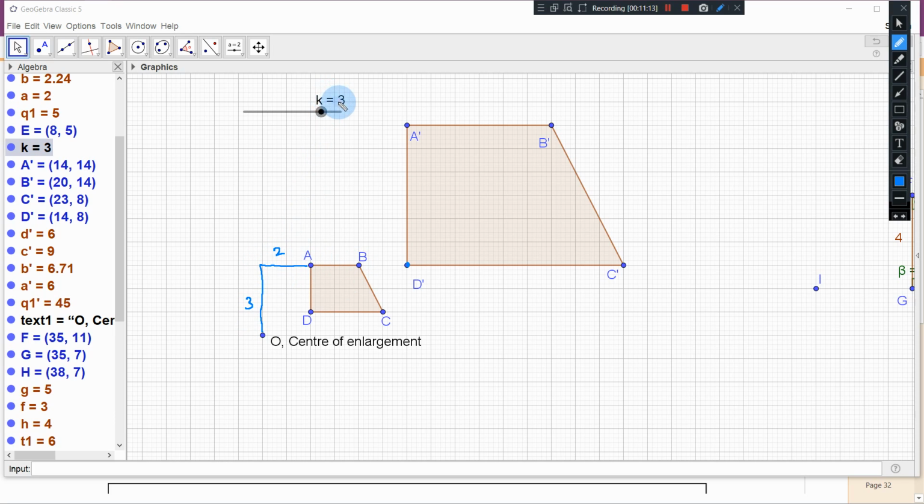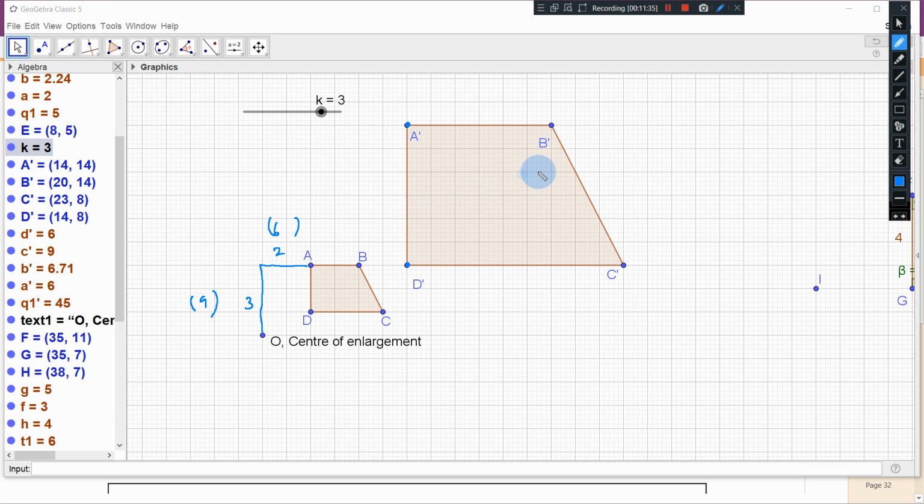Okay, because the scale factor is 3, I have to take 3 times 3, you get 9. 2 times 3, you will get 6. Okay, we start counting. 1, 2, 3, 4, 5, 6, 7, 8, 9. 1, 2, 3, 4, 5, 6. This is the image of this vertex.